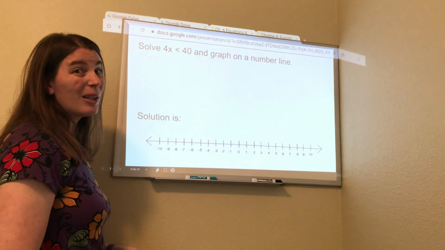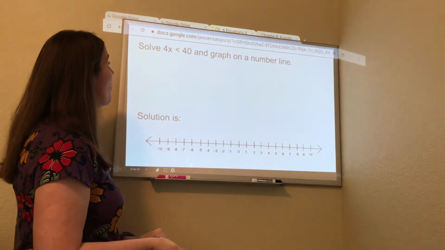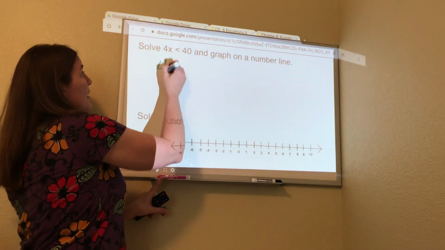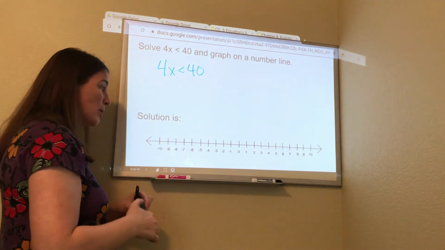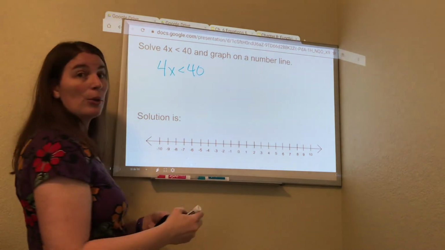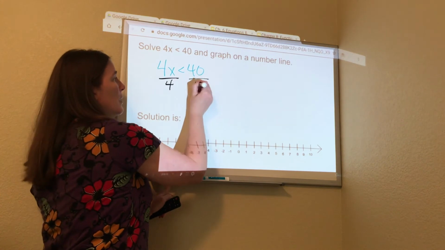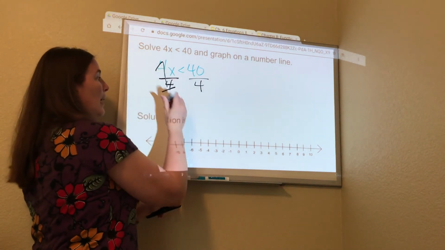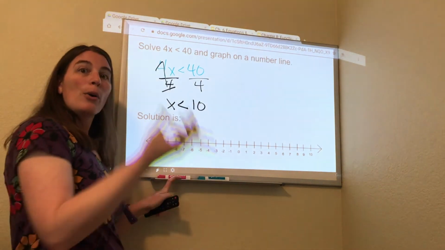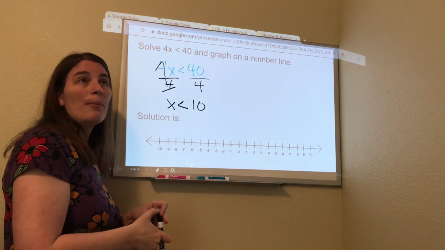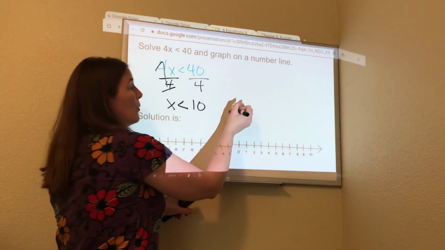Okay. Now we're going to be graphing this. So we're going to first solve, and then we're going to graph it. So I have 4x is less than 40. What's happening to my variable is it's being multiplied by 4. So I'm going to do the inverse, which is divide by 4. So I'm going to divide by 4 on the left side and divide by 4 on the right. So I get x is less than, and then 40 divided by 4 is 10. Now, going back to what we learned in the last video, we're talking about less than, so it's not equal to, so it's an open dot.